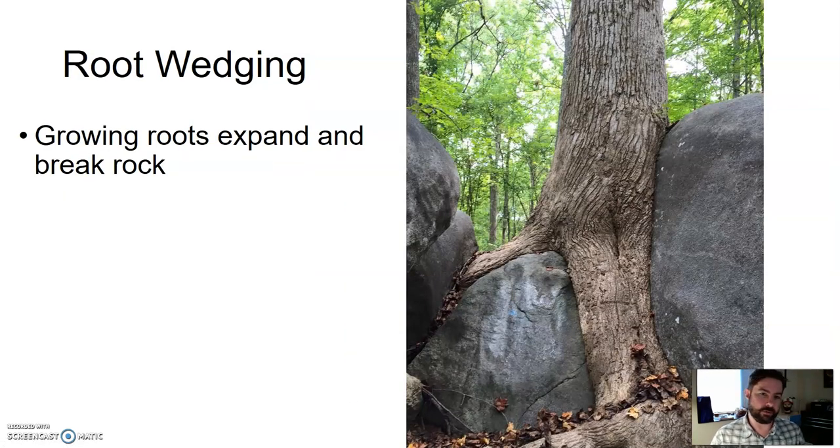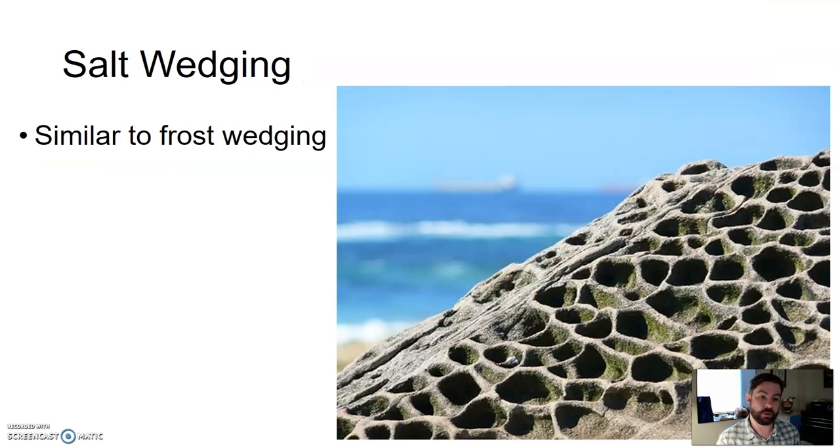Another type of physical process where there's a physical interaction breaking things down is root wedging. Kind of obvious. You get a little plant or tree started off growing in a little crack. Over time, as that tree or plant gets bigger and bigger, the roots get bigger and bigger and just physically wedge and break the rock apart. That happens.